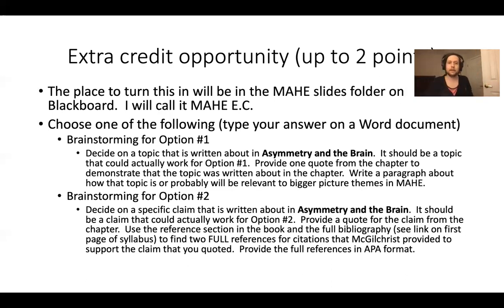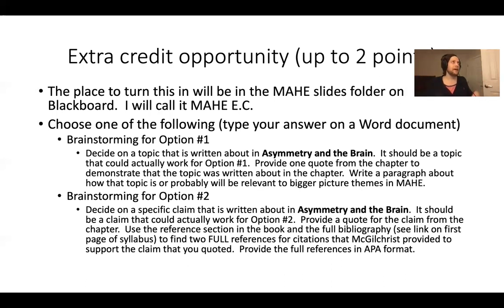I can give you feedback, but I will give you up to 2 points based on the quality of what you turn in. If you decide to do option number 2, it's definitely a very different type of assignment. What you'd have to do here is just pick a specific claim in the chapter Asymmetry in the Brain. And once again, it's a claim that could actually work for option 2. So it needs to be about cognitive neuroscience. And it needs to be a claim.